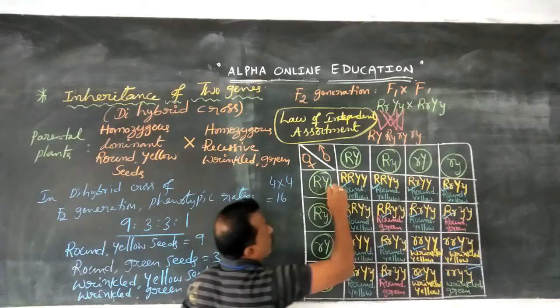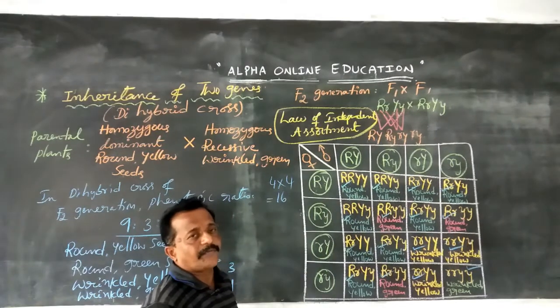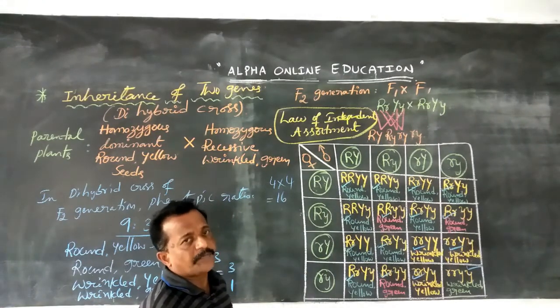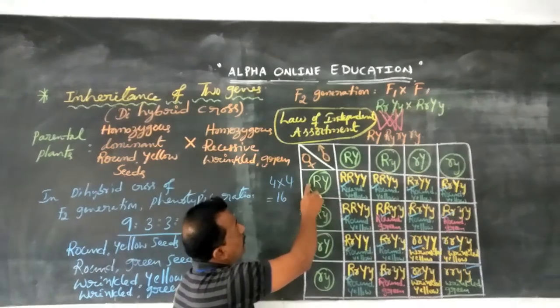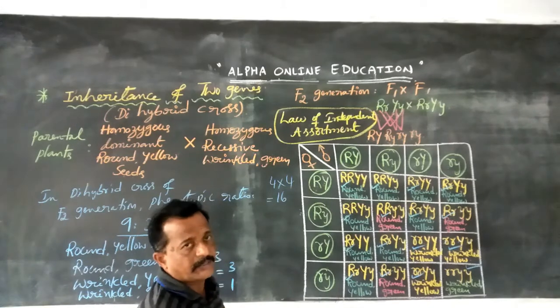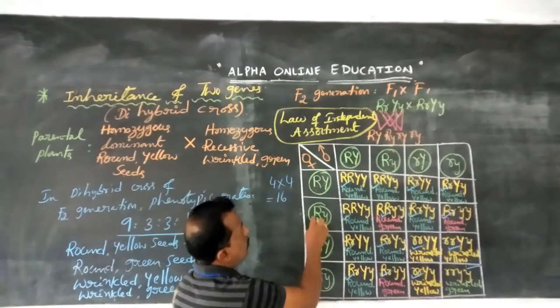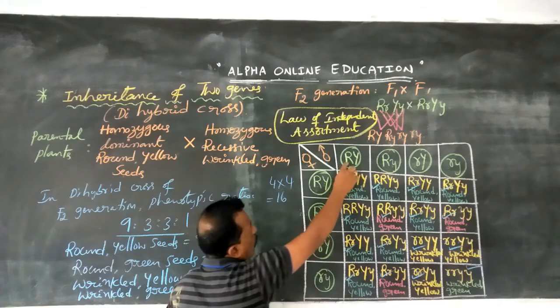So in this first row, four types of genotypes appear from the fusion of one female gamete with the four male gametes. Next we go to the second row, where the second female gamete crosses with the four male gametes.